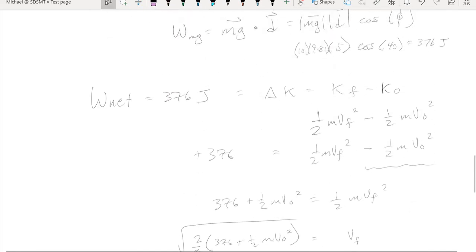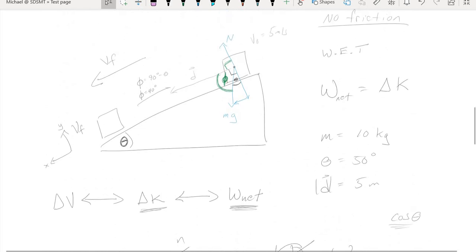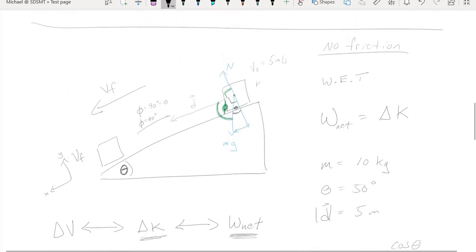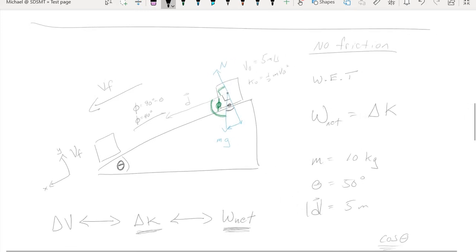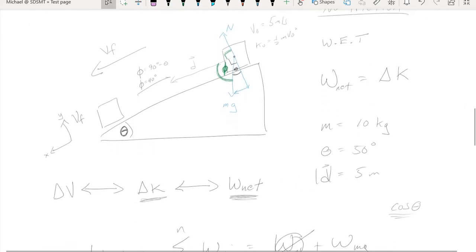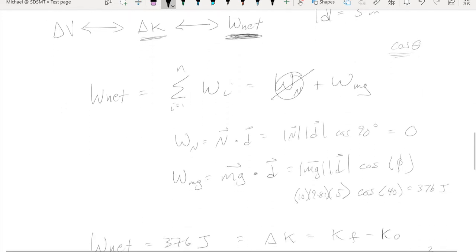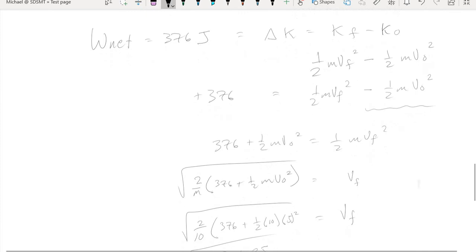So by having that extra amount of kinetic energy at the beginning of the problem means that we're going to have a final velocity that is higher. Even though the same amount of net work was done, we started with a higher amount of kinetic energy. We added to that, and we got a final kinetic energy that was larger as a result.